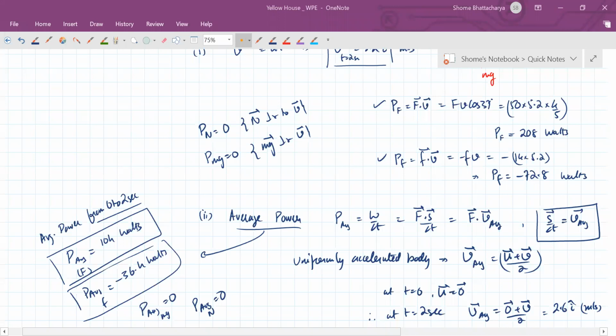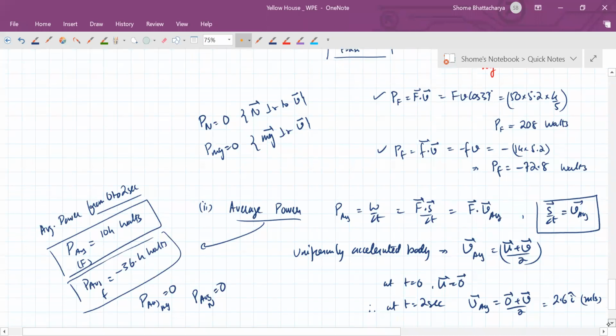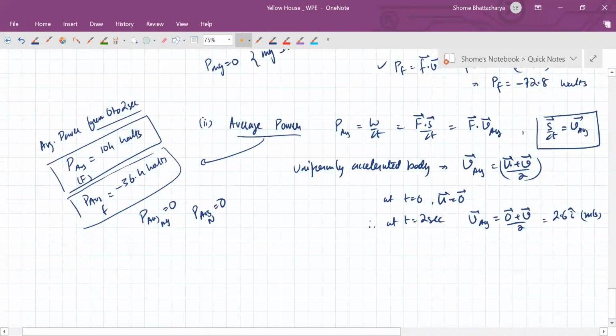Yeah, Prince, after getting the V average, we take the dot product. Now see, when we take the dot product with the V average, everywhere the V average is half of the V that we got in the first part. So the work done should also become half. I mean the power should also become half.